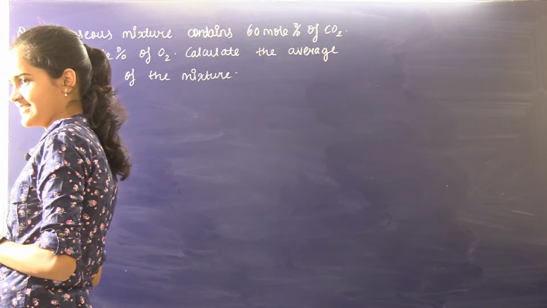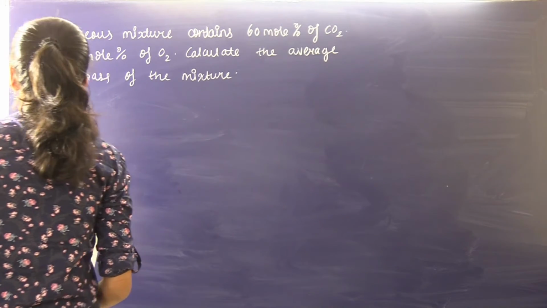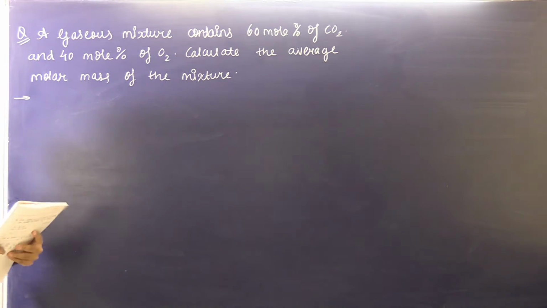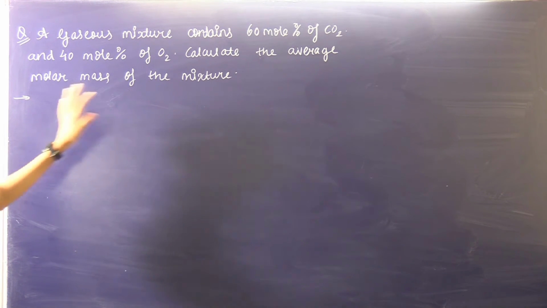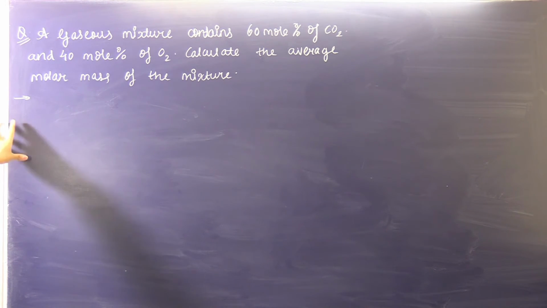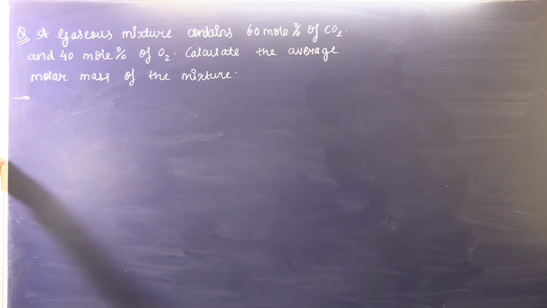Do I have to read the question? Yes, it's on, sir. A gaseous mixture contains 60 mole% of CO2 and 40 mole% of O2. Calculate the average molar mass of mixture.